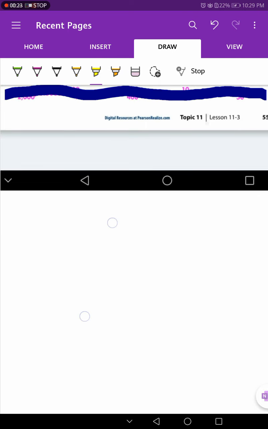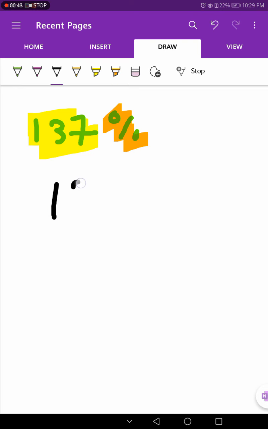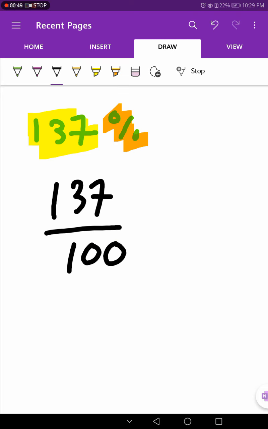Okay, 137 percent. We agreed about this number over 100. Why? Because of the percent sign. Any number that has the percent sign, you can write it over 100. Anything you have in front of the percent sign, you write it over 100. Okay? Now what do I have to do?